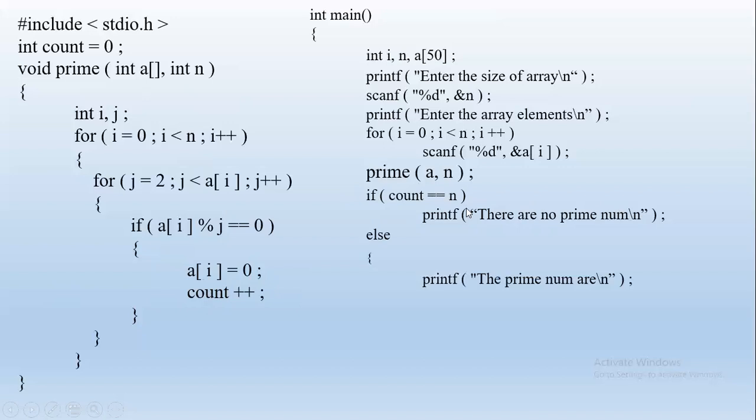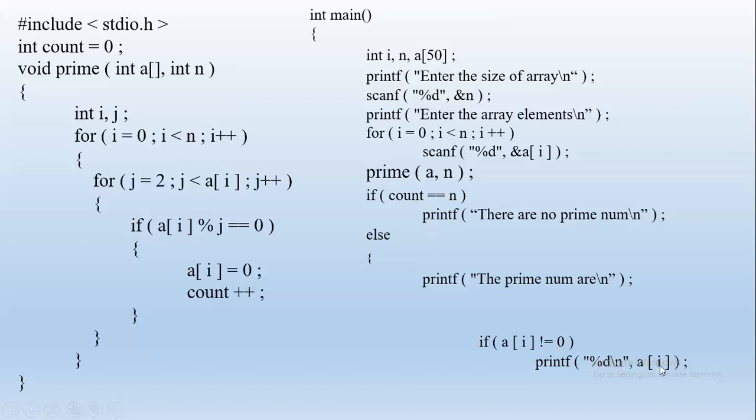In case it is not so, then there are some prime numbers. So what are the prime numbers? The ones which are not changed to 0. If the value is equal to 0, we need not print. Only if a of i is not equal to 0, it is prime. So then we will print. If a of i is not equal to 0, print that a of i.